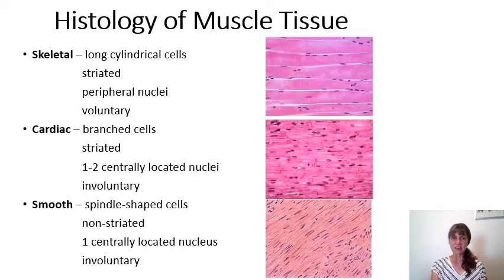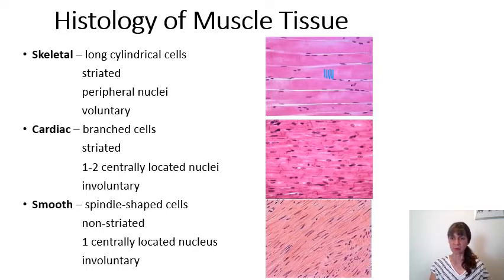In looking at the histology of muscle tissue, we notice that skeletal muscle tissue is comprised of long cylindrical cells that we refer to as muscle fibers. You'll notice that there are lines that run perpendicular to the length of the skeletal muscle fibers. These lines are referred to as striations. Striations appear because of a very regular pattern of actin and myosin protein that is found within skeletal muscle fibers.